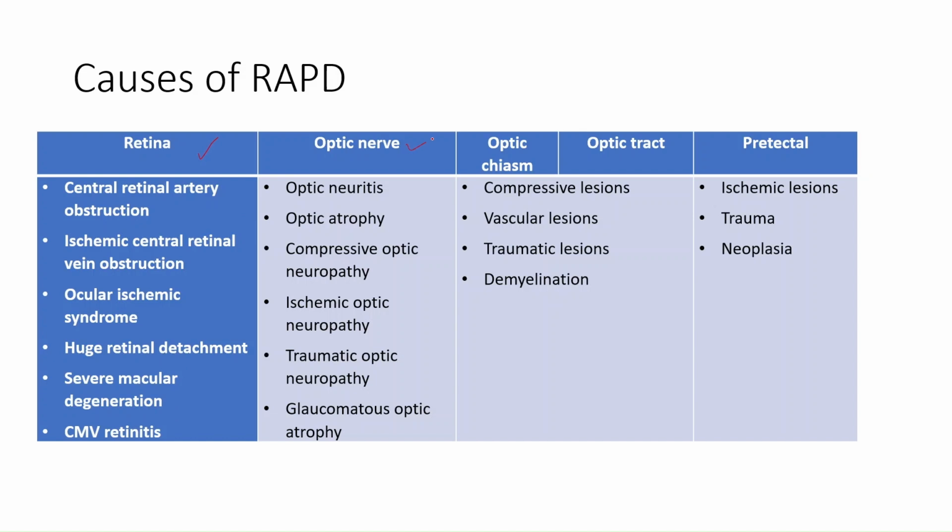What happens in the optic nerve? Any kind of optic neuropathy. We have discussed in the second class, the optic nerve functions are affected in any type of optic neuropathy. So you can list all those causes here.